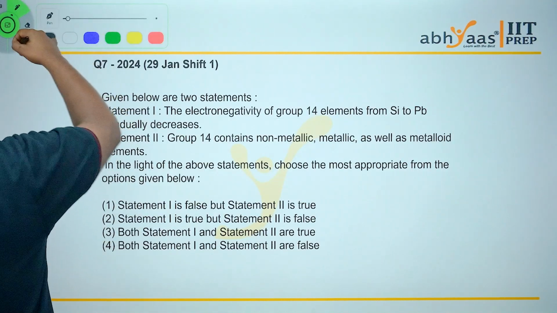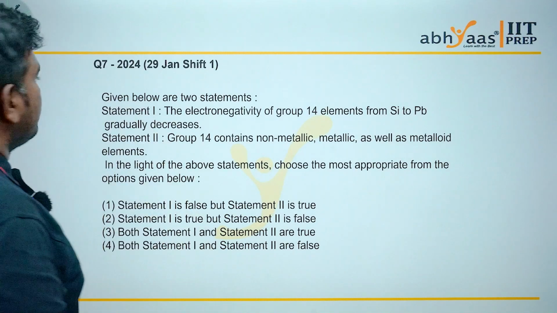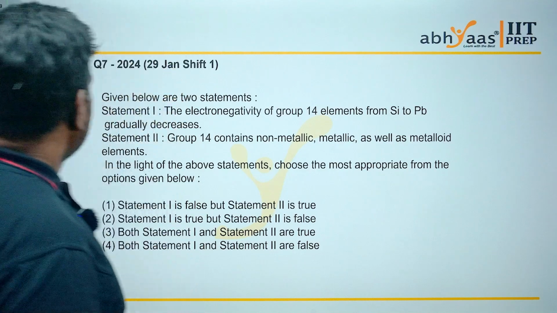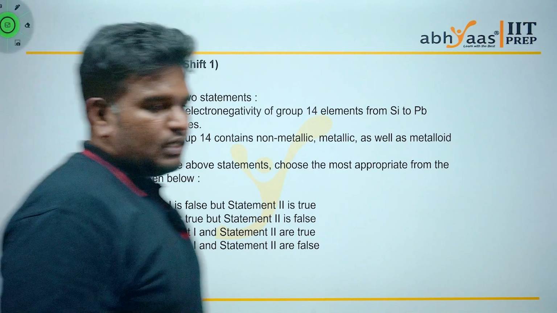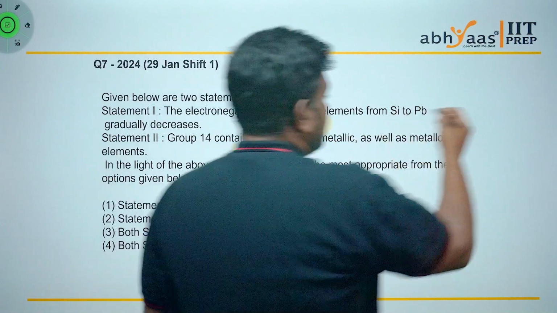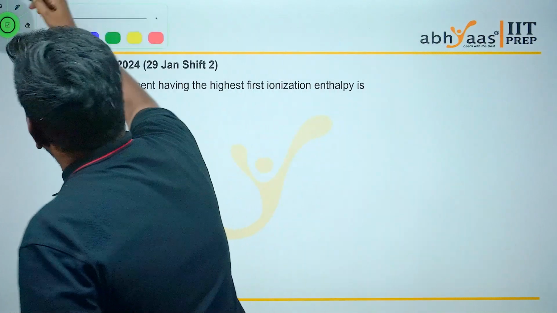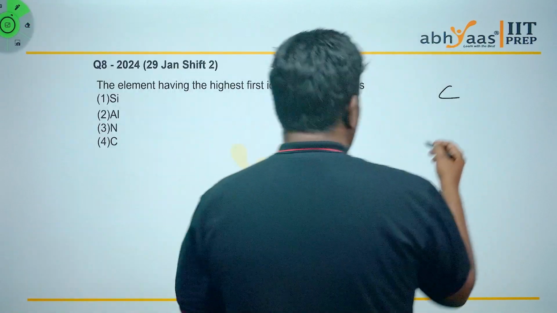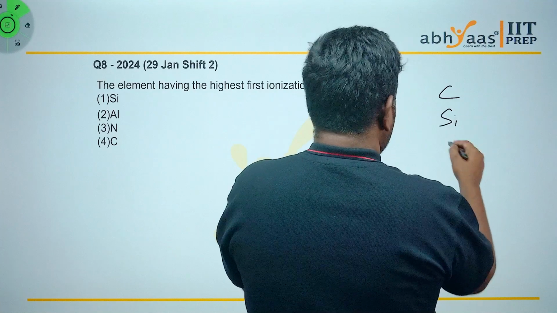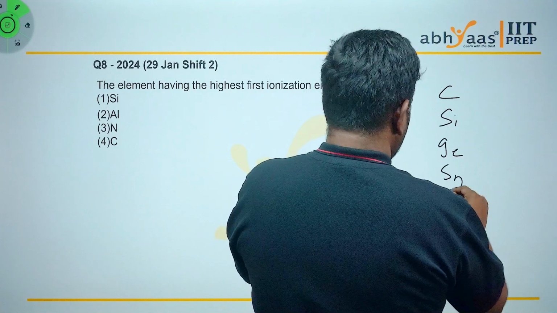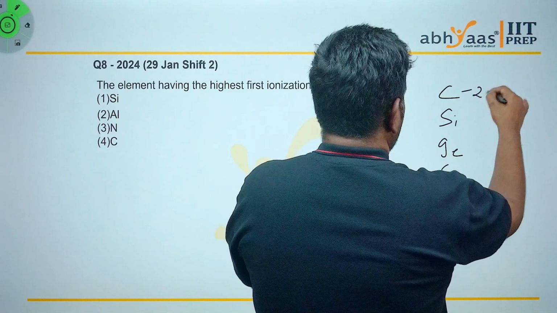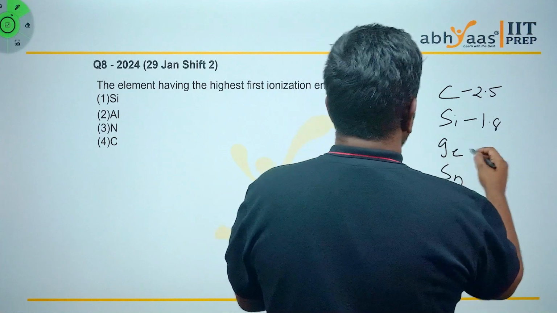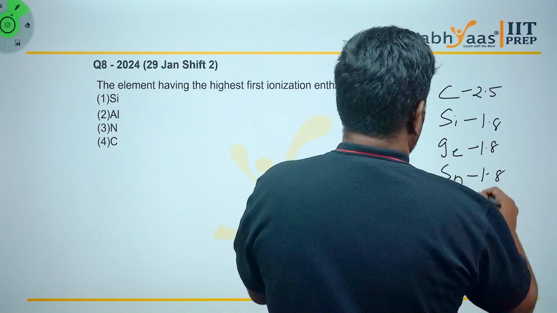Here also we are having two statements and we have to find whether it is right or wrong. The electronegativity of group 14 elements from Si to Pb gradually decreases. Okay, so what is the thing happening here? You know that you are having the elements carbon, you are having silicon, you are having germanium, you are having tin, you are having lead. So if you take the electronegativity values, you will be having these numbers.